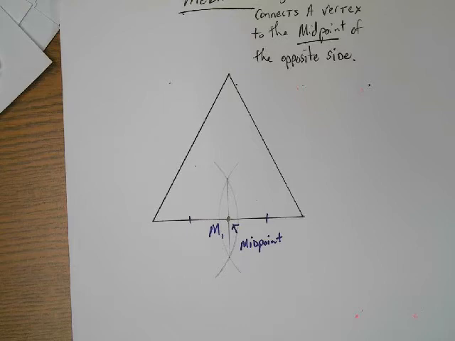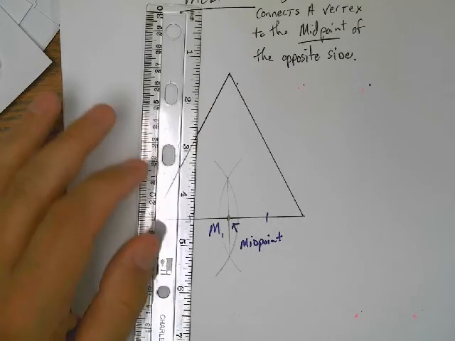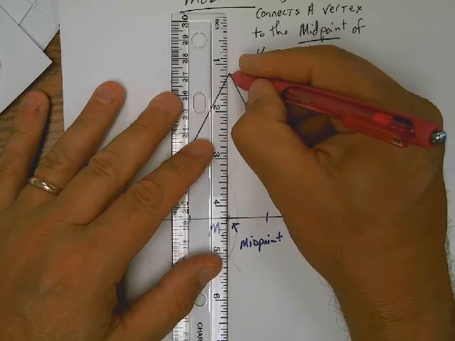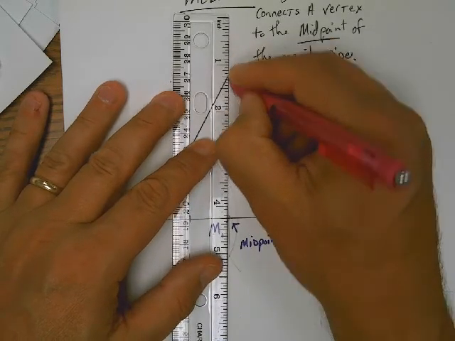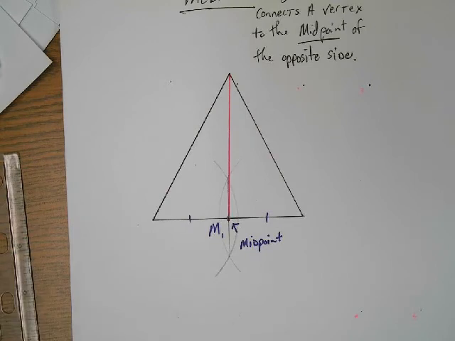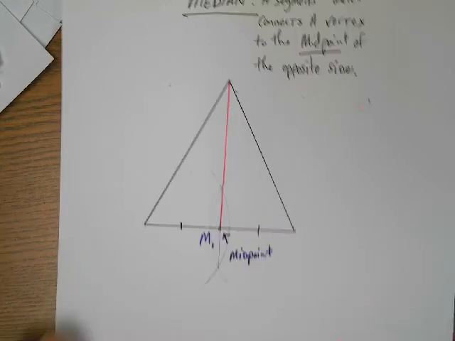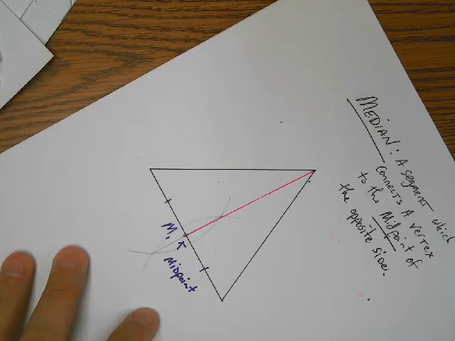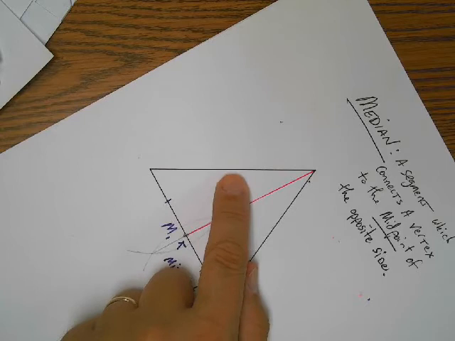Now I'm going to literally draw in the median by connecting the midpoint to the vertex of the opposite side. There's the median. So that segment that's in pink is the actual median. Everyone got it? We got 3 of them. Let's do the other 2. Now, I like to turn the paper so that the one I'm doing has a horizontal orientation. I just think it's easier to do that way.